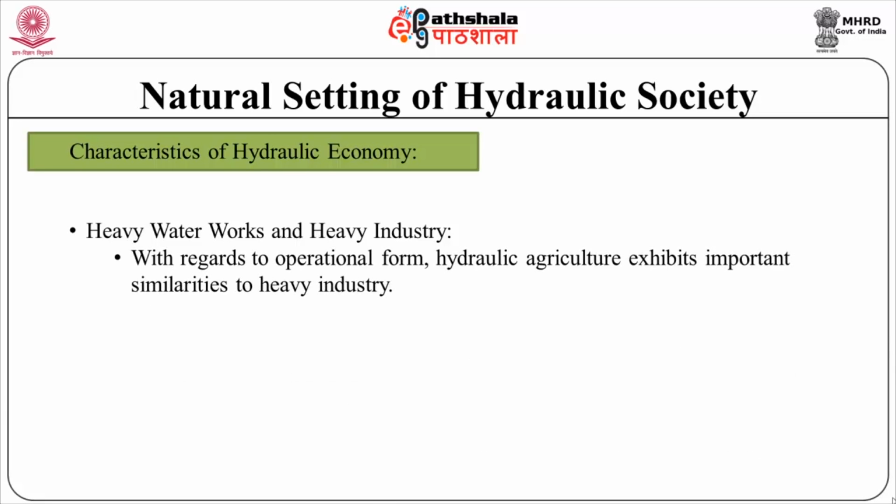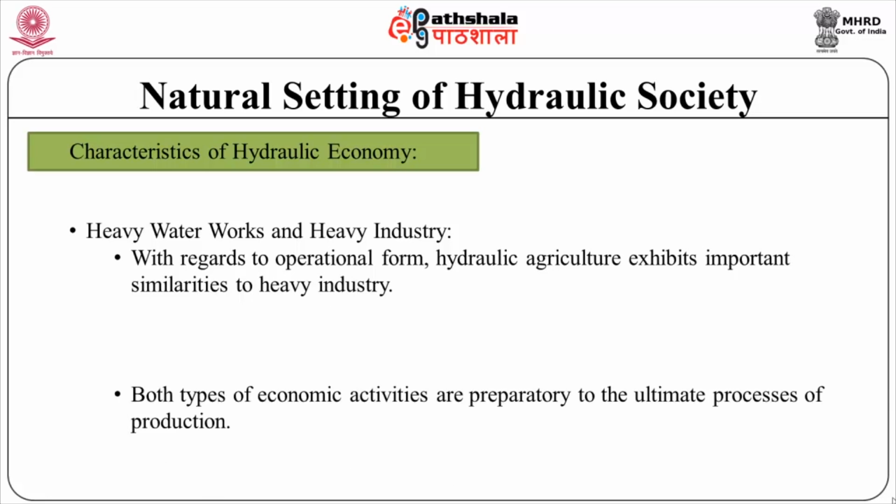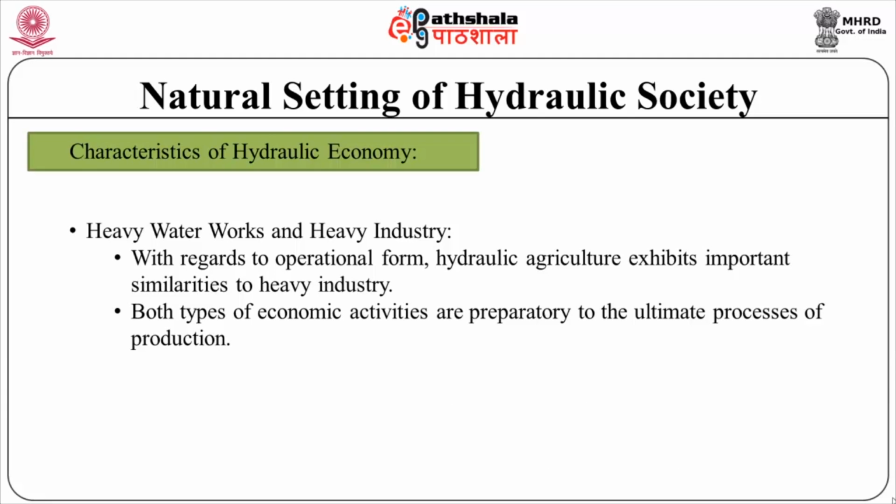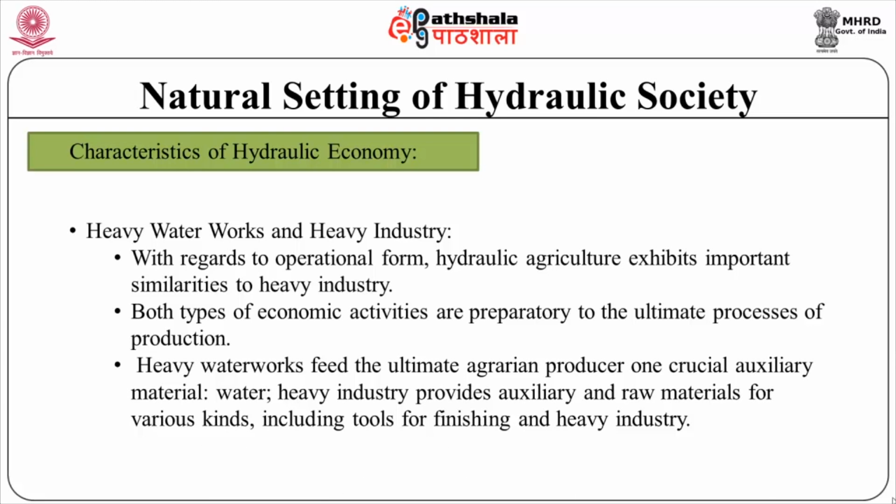With regard to the operational form, hydraulic agriculture exhibits important similarities to heavy industry. Both types of economic activities are preparatory to the ultimate process of production. Heavy waterworks feed the ultimate agrarian producer one crucial auxiliary material. Heavy industry provides auxiliary and raw materials of various kinds, including tools for finishing and heavy industry.